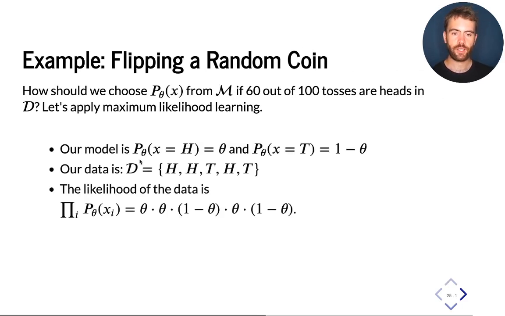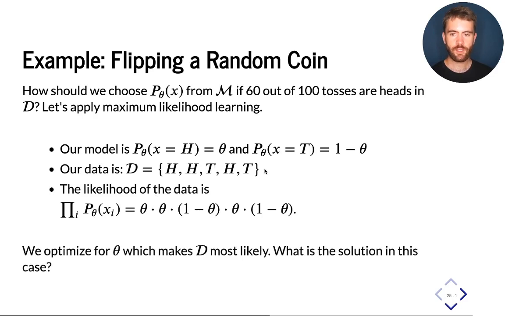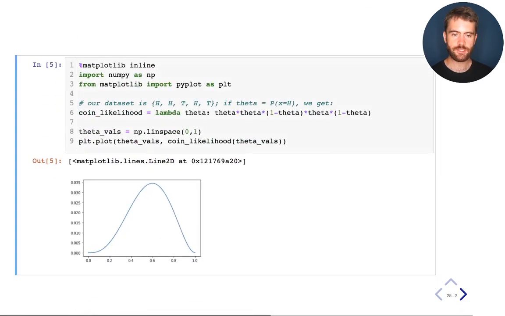Again, our model has the following form. We have a parameter theta, which is the probability of heads, and the probability of tails is just 1 minus theta. And this is our data set. Now we can compute the likelihood of the data under this model as follows. This is the general form, and because this is our model, then our likelihood is simply theta times 1 minus theta, etc. It's just the probability of this data. And now we want to optimize for the theta, which is the most likely. We can optimize this really easily.